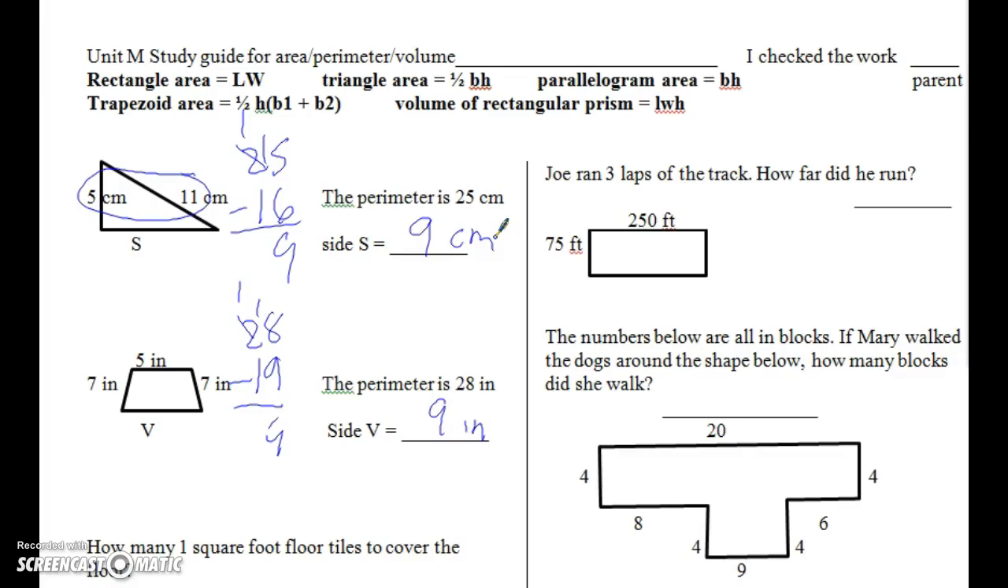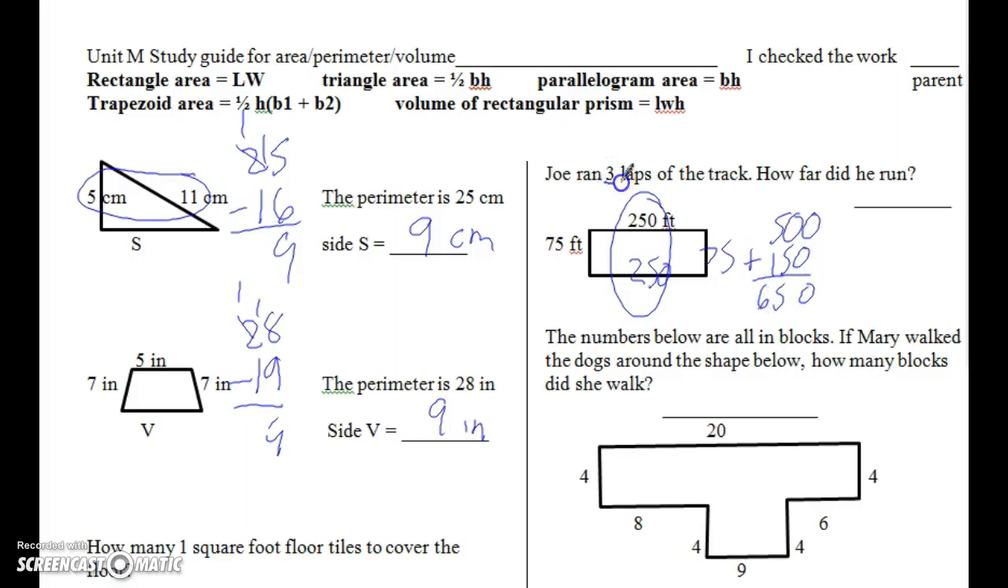Joe ran 3 laps of the track. How far did he run? Okay, so I need to get the entire distance around the track. If I'm doing a lap, I'm going all the way around. 250 plus 250 is 500. 75 and 75 is 150. When I add them together, that's 650.